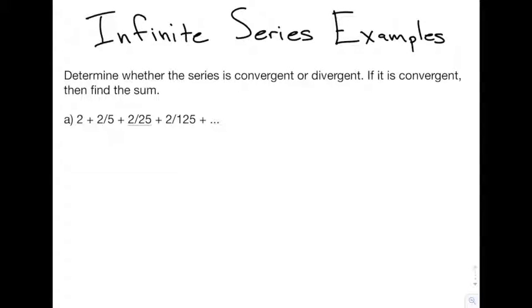In this video, we'll do a couple examples with infinite series. So we have to determine whether the series is convergent or divergent. If it is convergent, find the sum. Okay, so remember the criteria for converging is that the absolute value of the common ratio is less than 1. So let's look at our sum here.